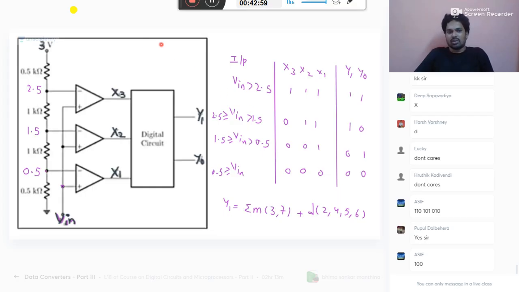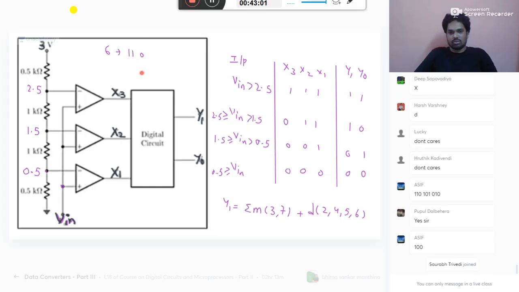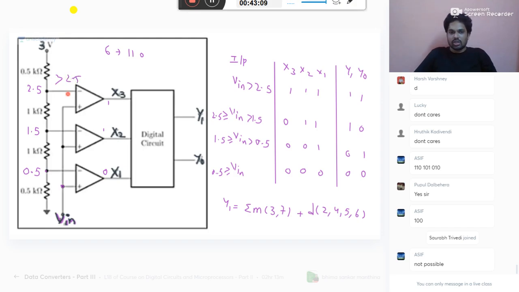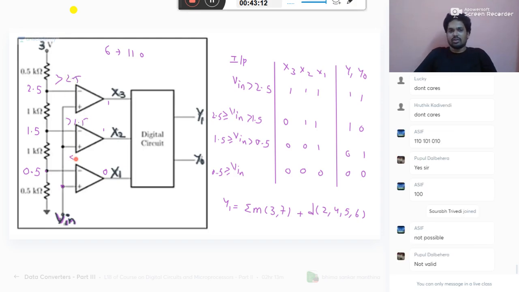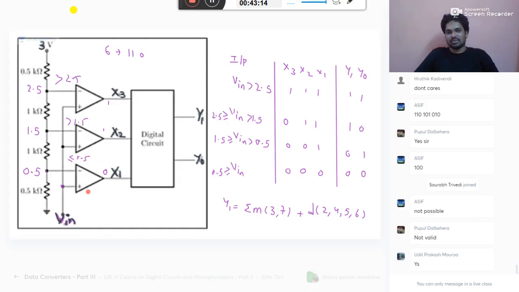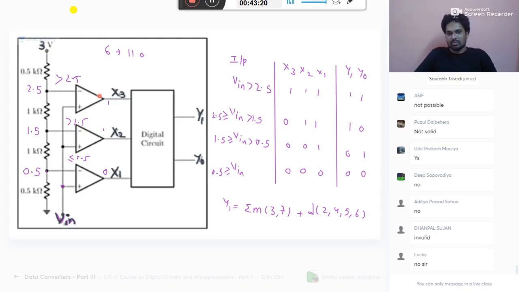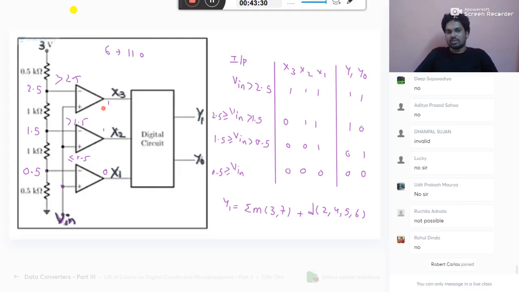Let me explain. What is the meaning of 6? 110. Suppose you try it: that is, your input is more than 2.5, more than 1.5, but less than 0.5. Is there any meaning for this? Is it possible to get this condition in this circuit? No. Because of this circuit design, if this is 1, the upper must compulsorily be 1. There is no possibility of getting the bottom 0 and top 1. If your input is greater than 2.5, definitely it should be greater than 1.5 and also 0.5.